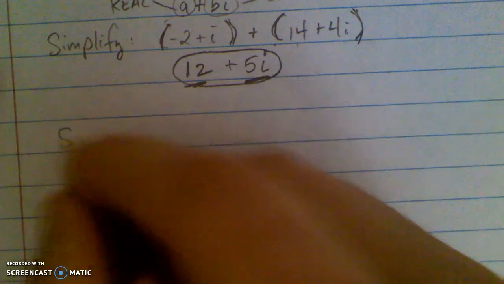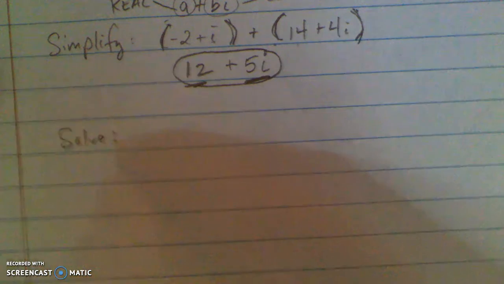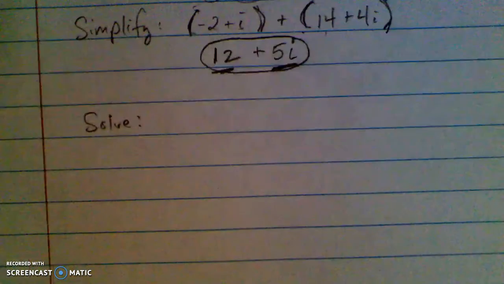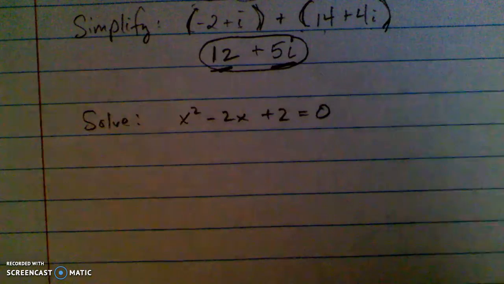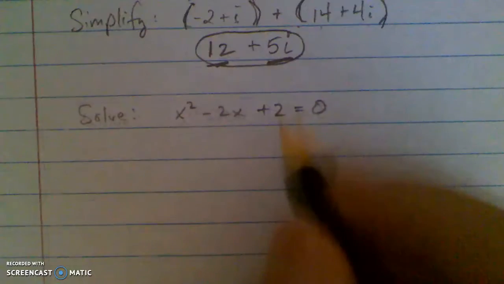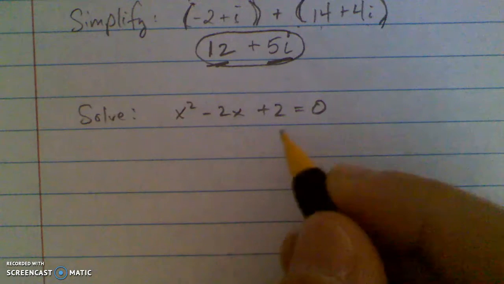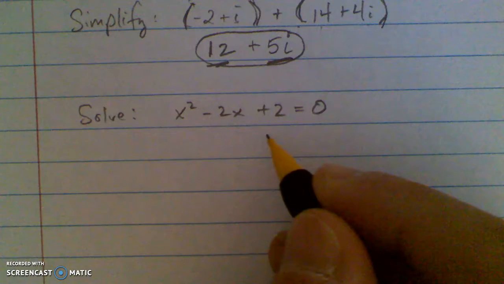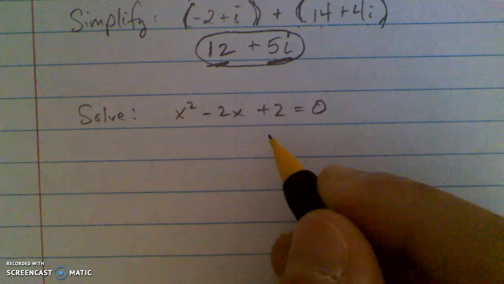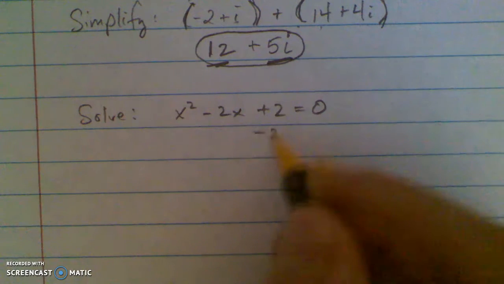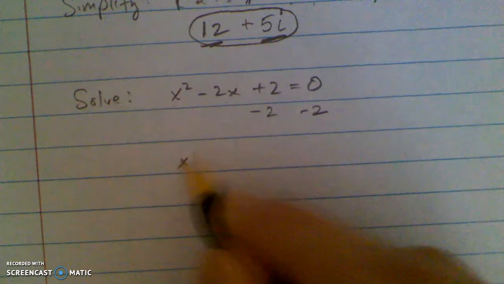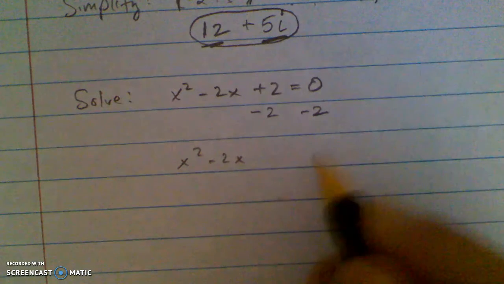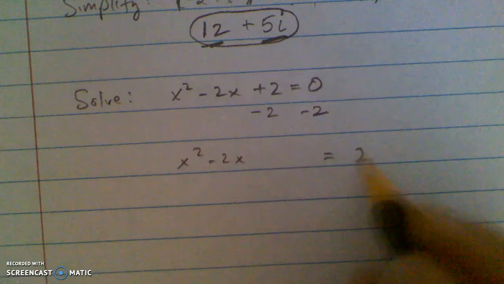Okay. One more. Completing the square, everybody's favorite. First step of completing the square. Subtract 2 from each side. Move the constant over. So that should give us x squared minus 2x equals -2, I'm sorry.